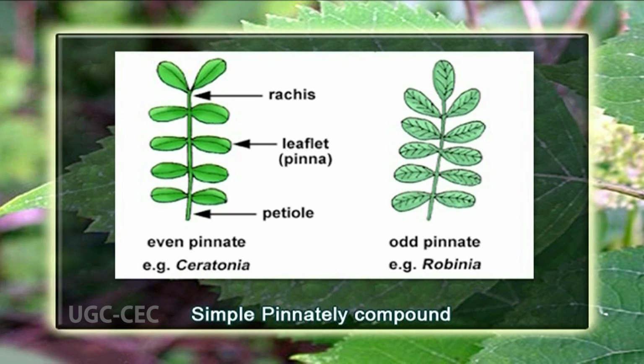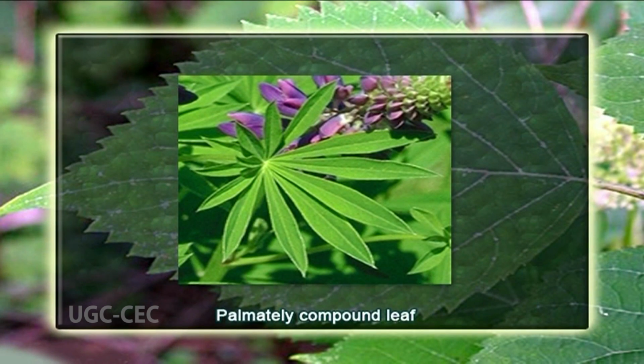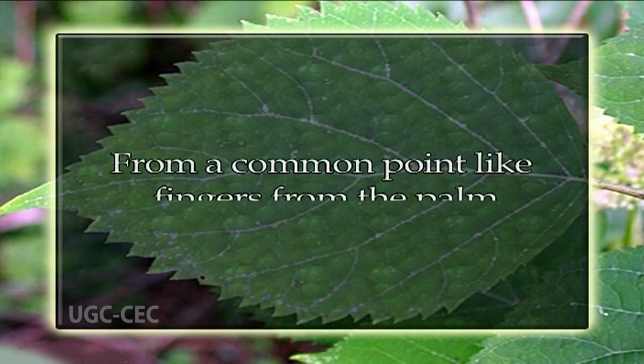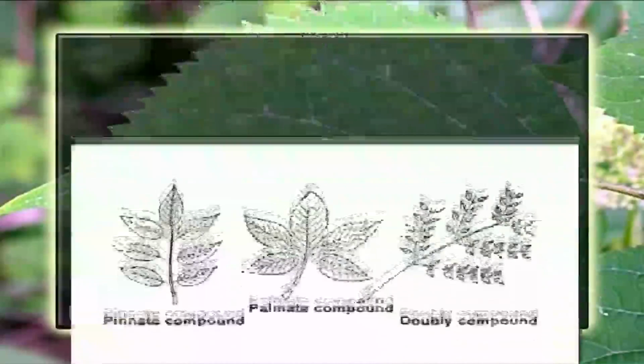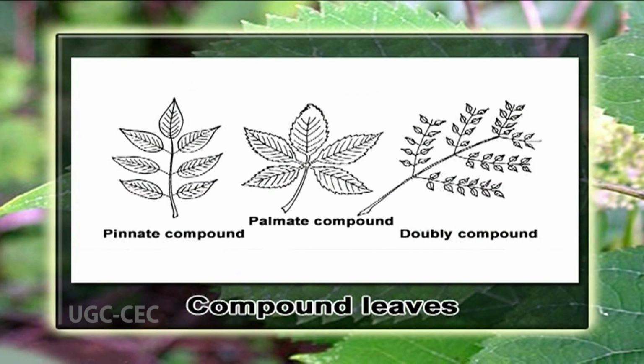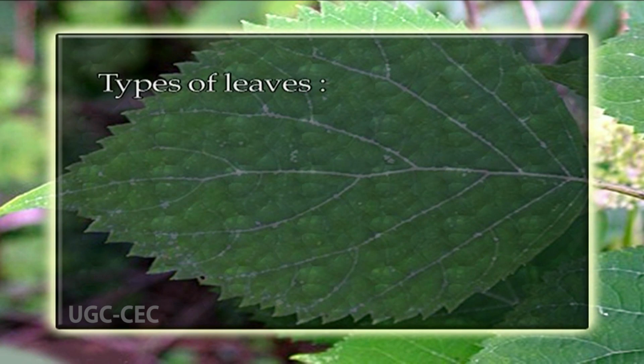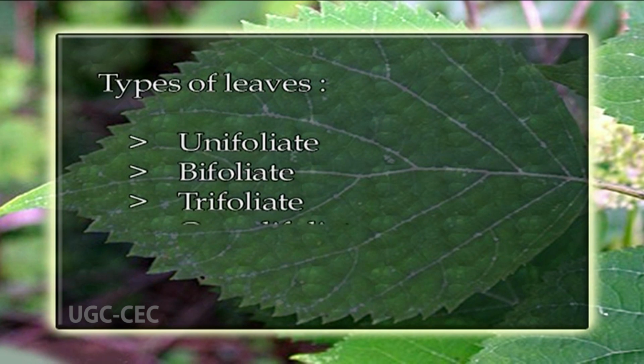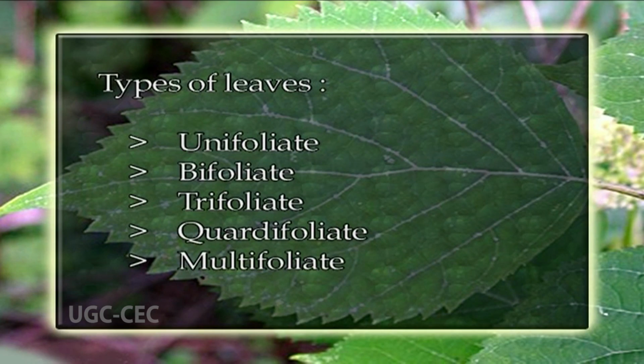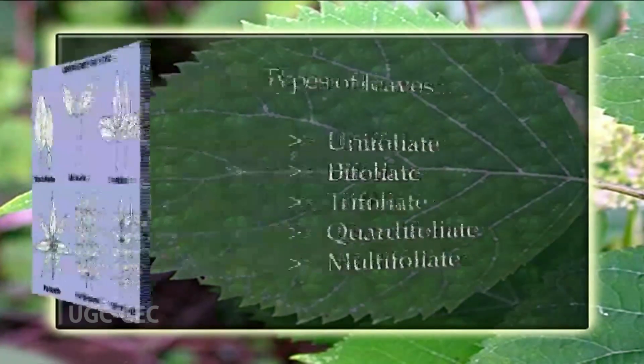If all leaflets arise from one point as rays and thus seem to be radiating from a common point like fingers from the palm, then it is called a palmately compound leaf. And if the leaflets arise from the sides of the rachis, the leaf is called a pinnately compound leaf. Now, types of palmately compound leaves. These are of 5 types: unifoliate, bifoliate, trifoliate, quadrifoliate and multifoliate, which is also called digitate.